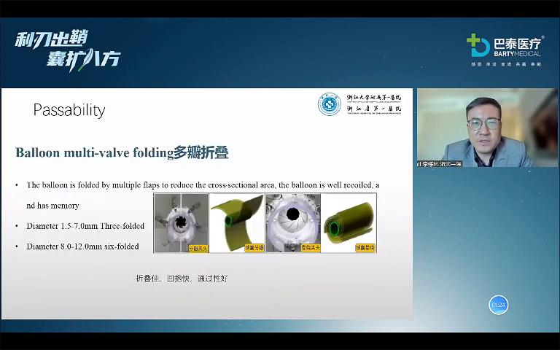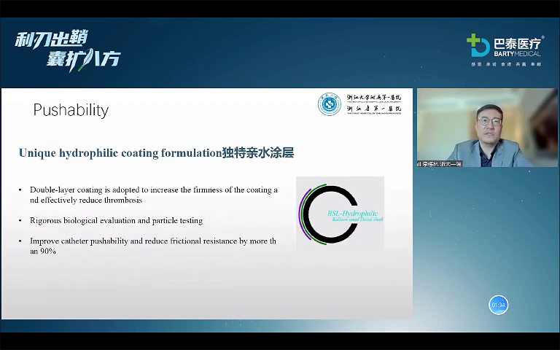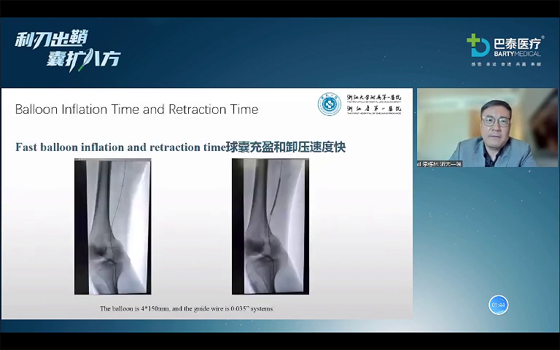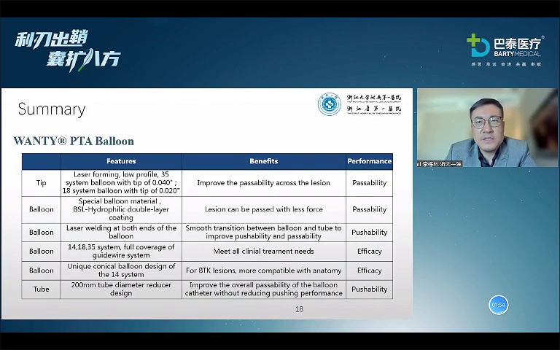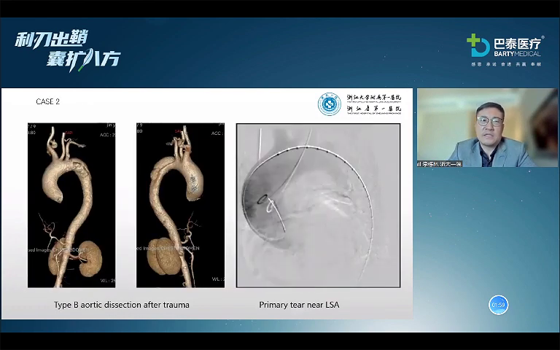Also different sizes, and you can see there's a balloon multi-valve folding, and the release is very fast and very convenient. The trackability is really superb, and also there's a unique hydrophilic coating formulation, suitable for crossing the occlusion and also calcified lesion. So very good inflation and very good retraction time, and it can save procedure time. So these are the advantages of the product.